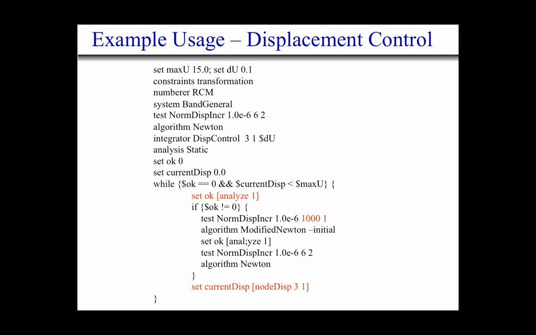The first thing I'm going to do is one analysis step, analyze 1. If that worked, I'm done. If it doesn't work, I go into my script and change my solution algorithm from regular Newton to modified Newton with initial stiffness iterations. As I showed previously, even for a nice smooth curve, modified Newton with initial stiffness takes an awful lot more iterations to converge. So here I bump up the number of iterations from 6 to 1,000. Now how many iterations are needed really depends on your model.